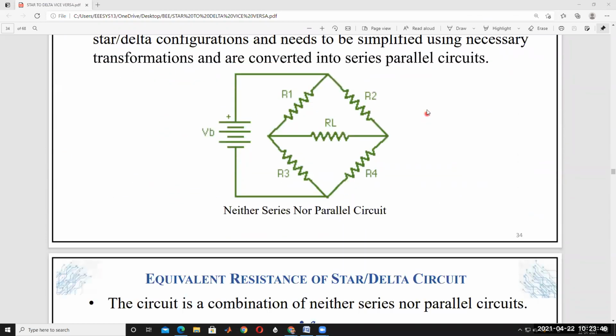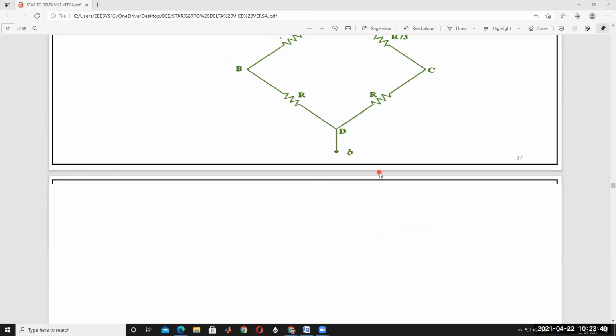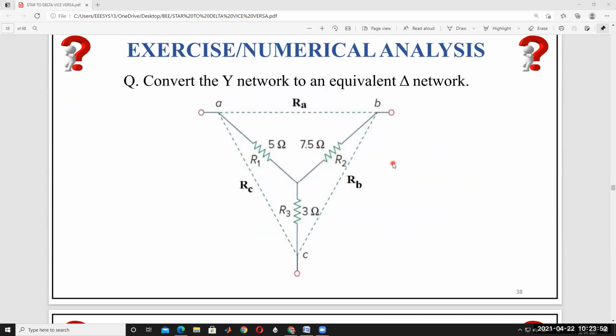Let's take a numerical example. Convert a star network into an equivalent delta network. All of you draw this question. This is called a star network. This point is called the neutral point in a star connection system.